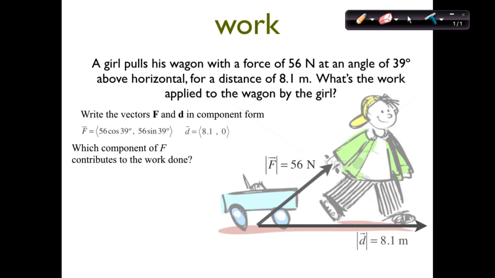So if we're just forgetting about vectors, the force applied to the wagon is? The 56 cosine 39, and the distance that she walked? 8.1, so force times distance, right? So force times distance, 56 cosine 39 times 8.1. You get 352.5 joules of work, or newton meters, which is joules.